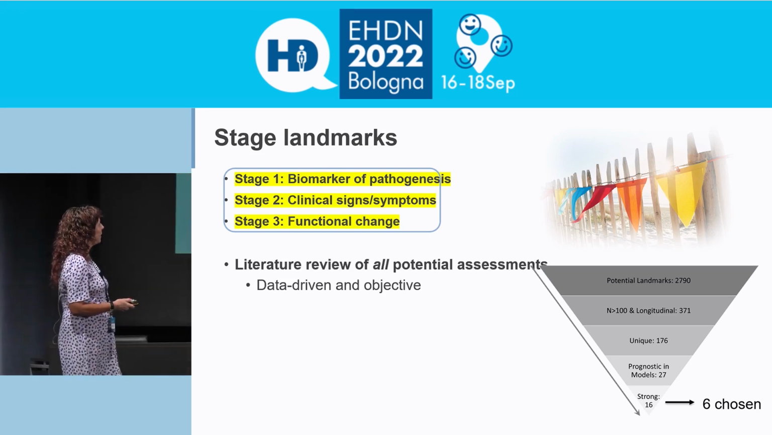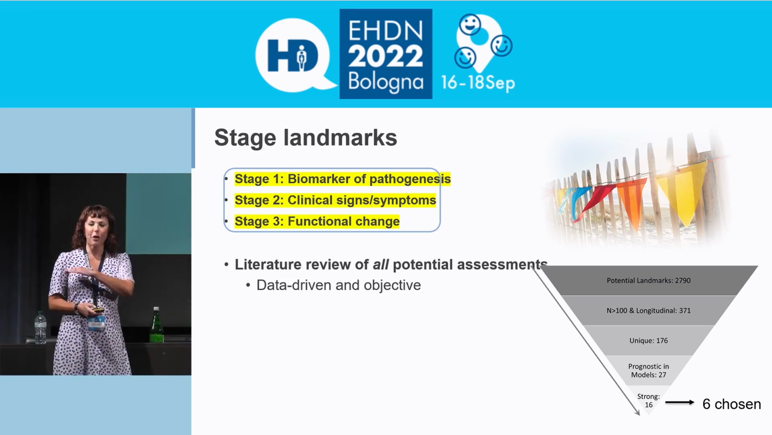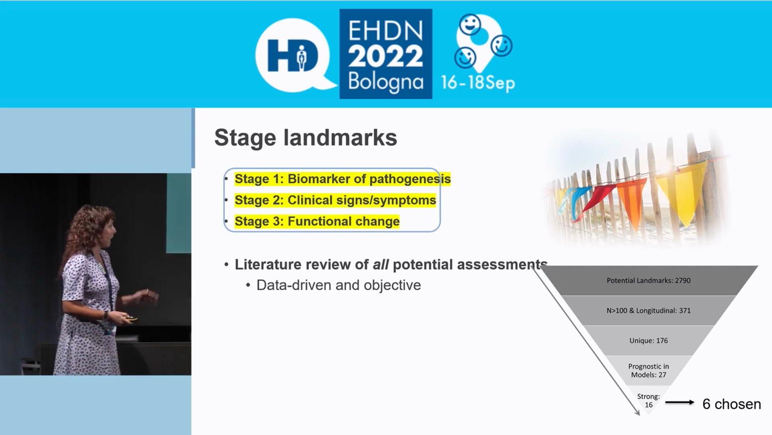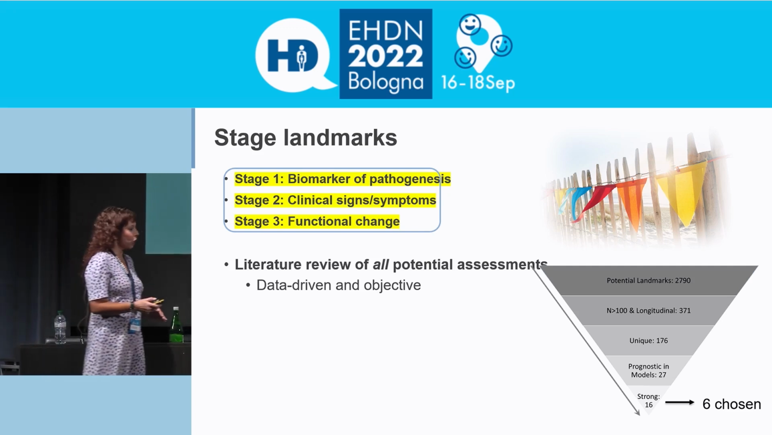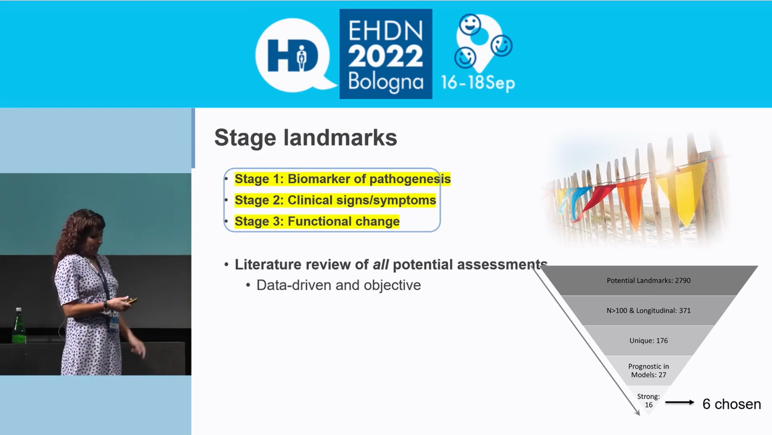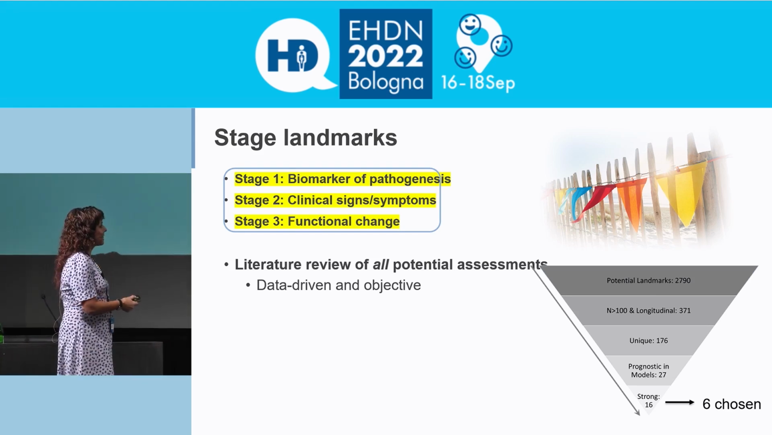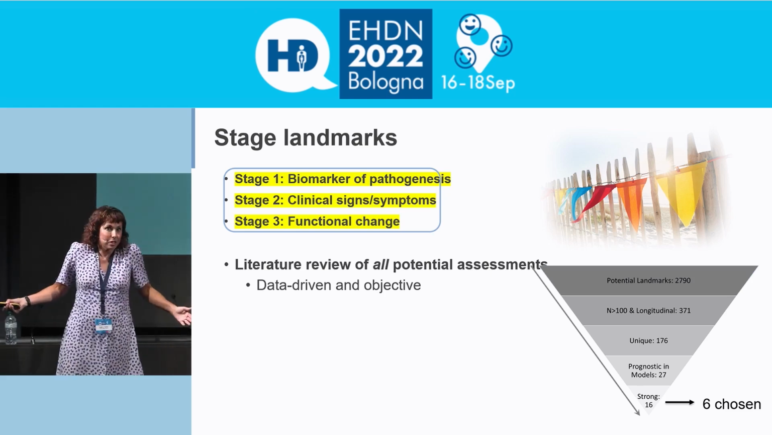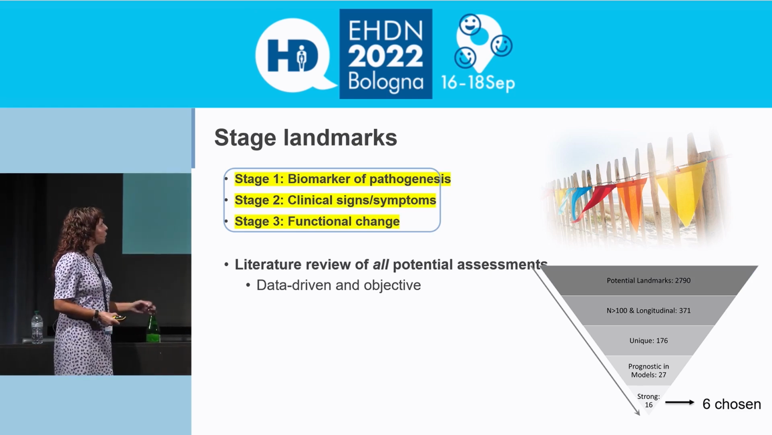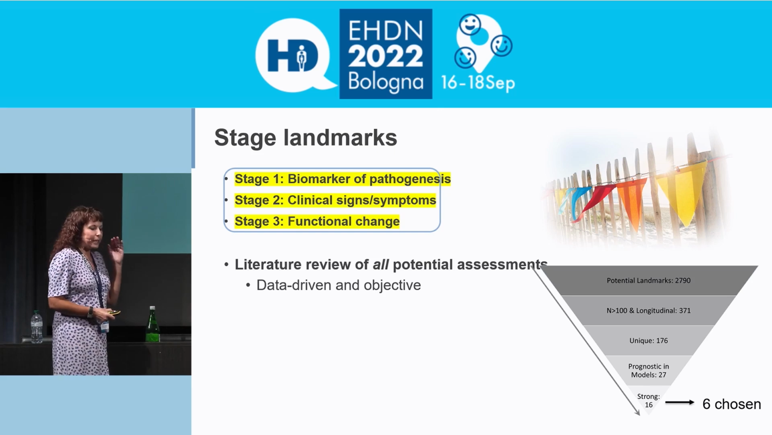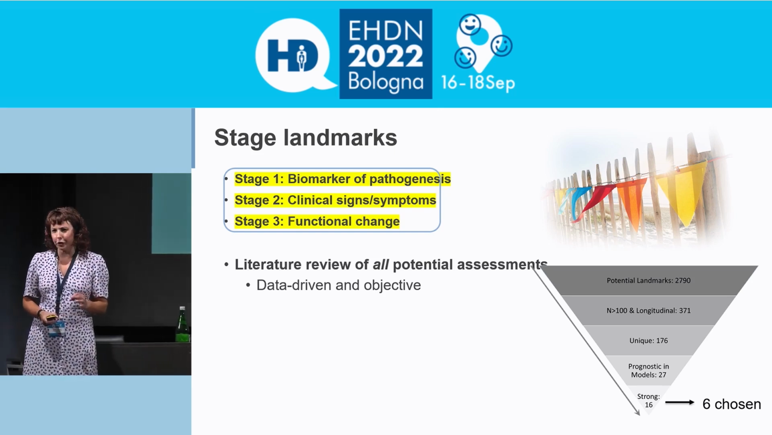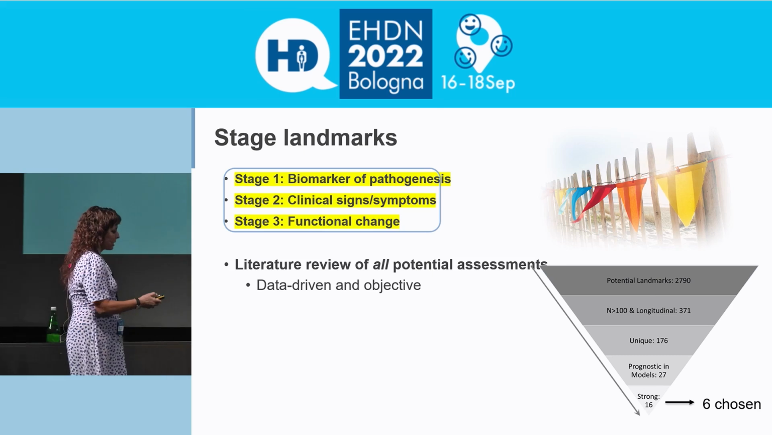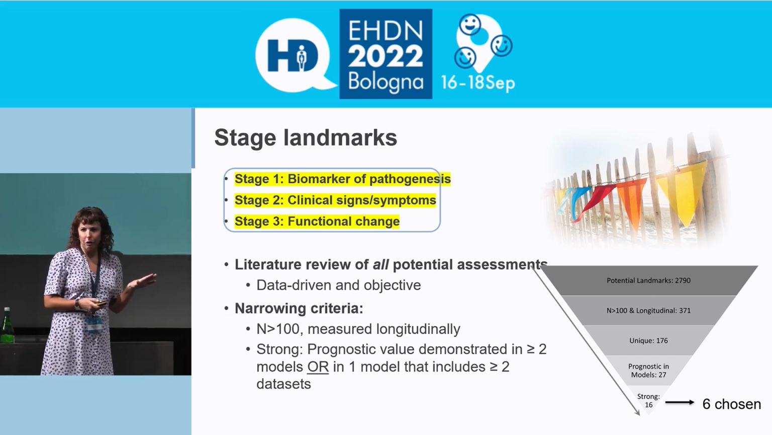And we did a literature review of everything that had ever been measured in Huntington's disease, and there was a lot of data. So there were actually nearly 3,000 potential landmarks. Because there are loads of studies in Huntington's disease, which is good. The literature review had to be data-driven and objective. We couldn't just choose our favorite thing. We wanted to have very strict criteria.